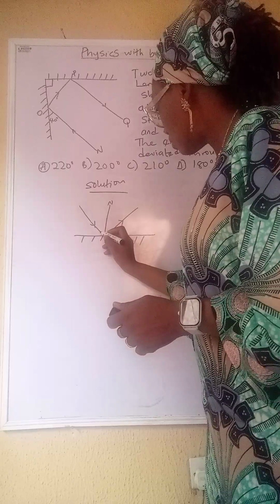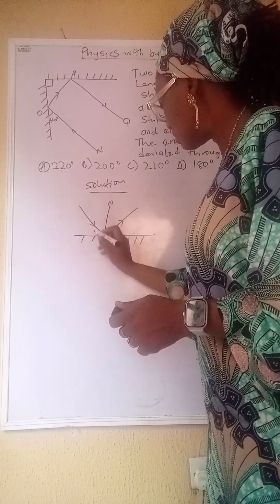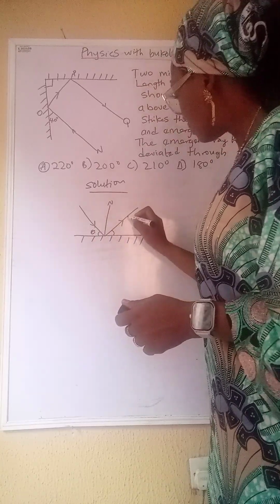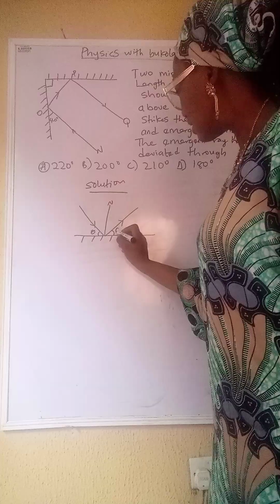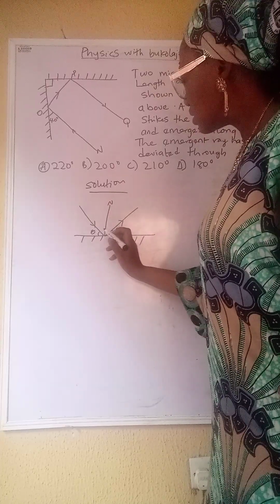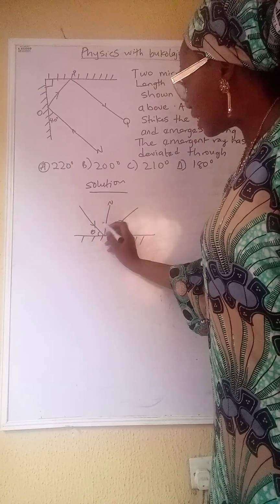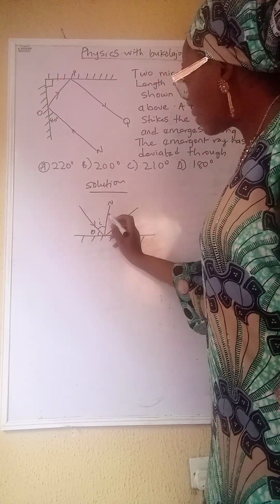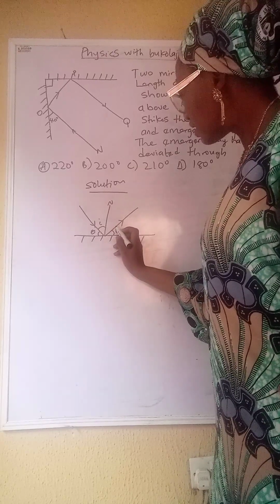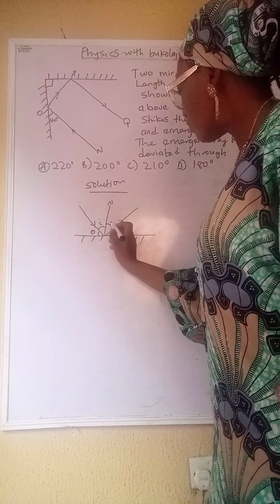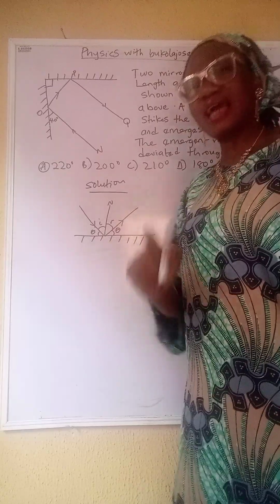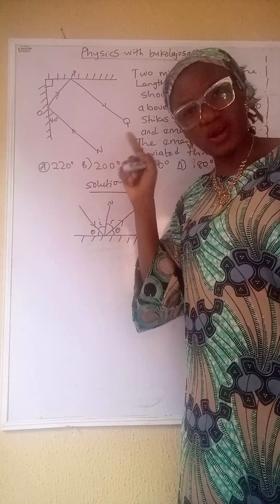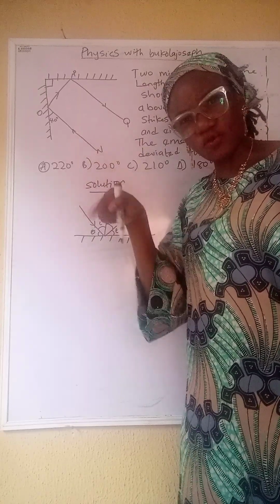Now, the angle between the incident ray and the mirror is the glancing angle. The angle between the reflected ray and the mirror is also a glancing angle. The angle between the incident ray and the normal is the angle of incidence. The angle between the reflected ray and the normal is the angle of reflection. Now, the angle of deviation is what we are looking for in this question.